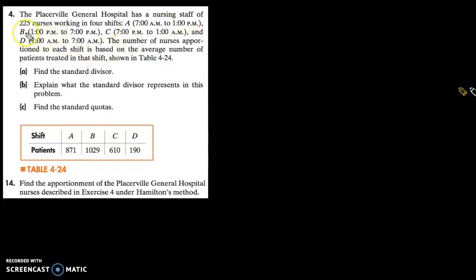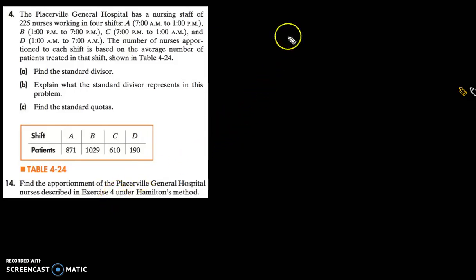Okay, in these problems for 4.1 and 4.2, you'll almost end up doing two problems in one. In 4.1, they have you find the standard divisor and the standard quotas. When you get to 4.2, if you've already done 4.1, it will just take you back to the same problems and have you finish them under Hamilton's method.